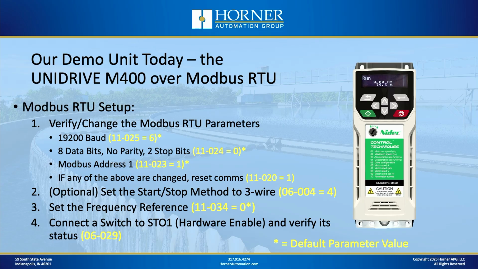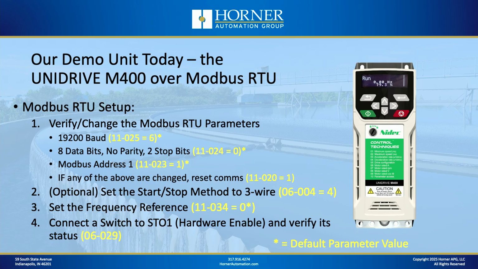And if any of those parameters are changed, and the parameter numbers are shown in yellow on the screen, if any of those parameter numbers are changed from a serial standpoint, you will have to perform a serial reset or a communications reset, which is menu 11, parameter 20. You'll have to set that to a 1, and then it will reset the communications parameters to what you've selected if you've made any changes from the default, and then it'll automatically set that parameter back to 0 after it's done with the reset. So that's a step you'll have to take if any of those change.